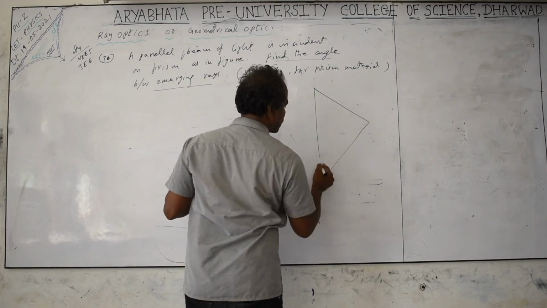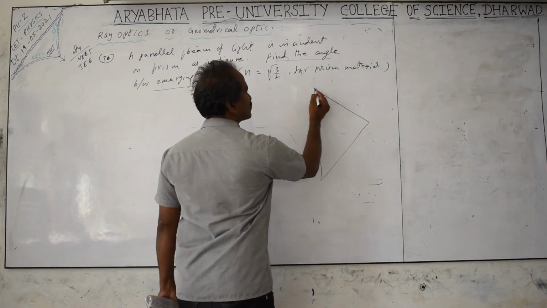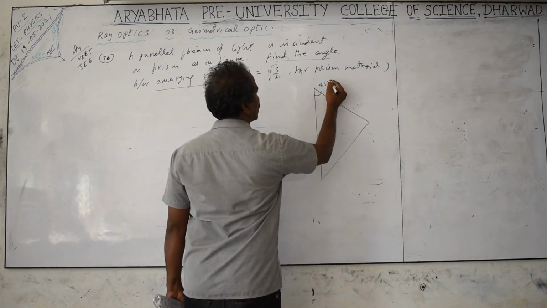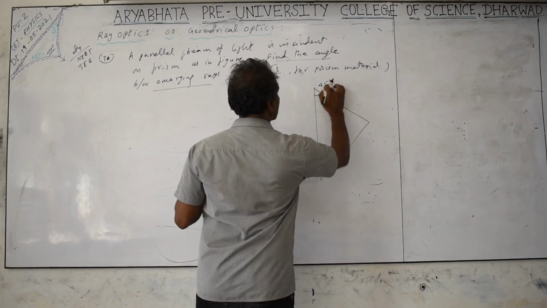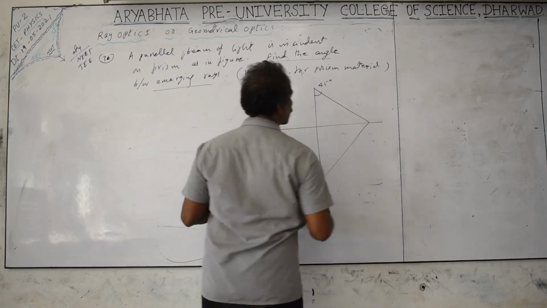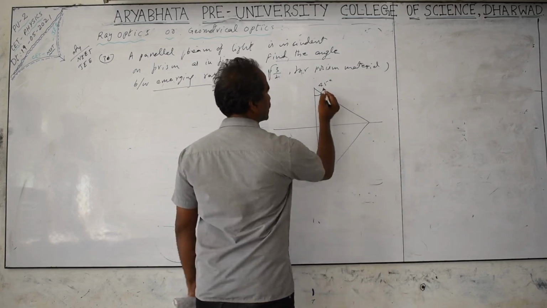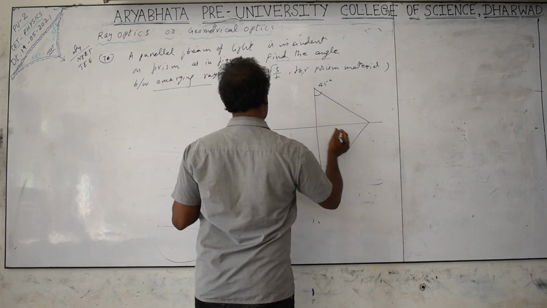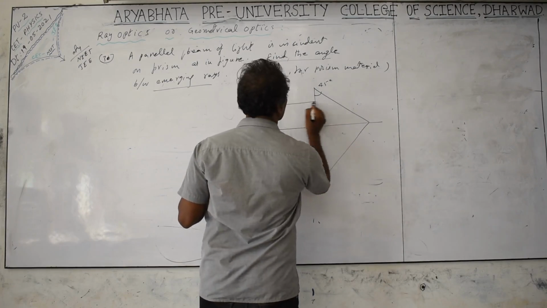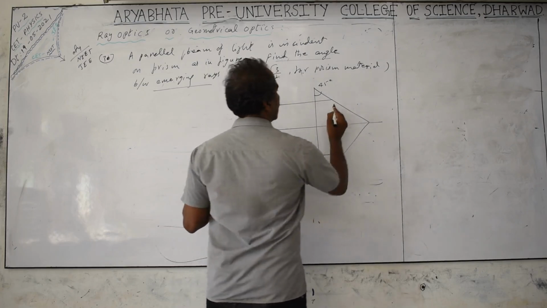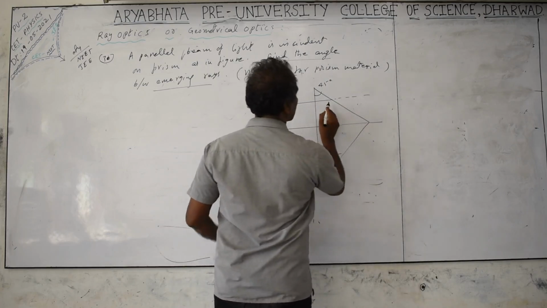It is not a Fresnel biprism. A Fresnel biprism has a very small refracting angle, less than 1 degree, but here the angle is given as 45 degrees. It is given symmetrically in two parts. Light rays fall here normally, and here also normally, symmetrically, and instead of going straight, they will deviate.